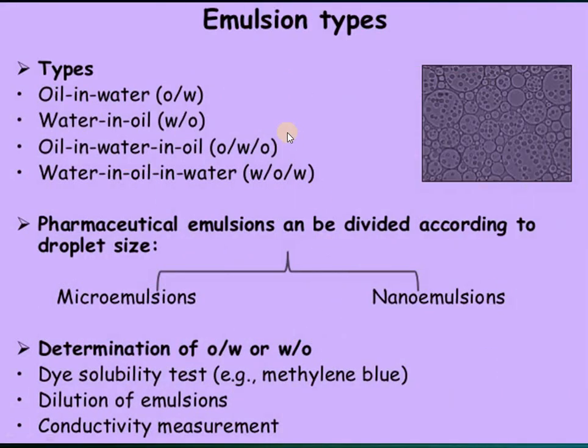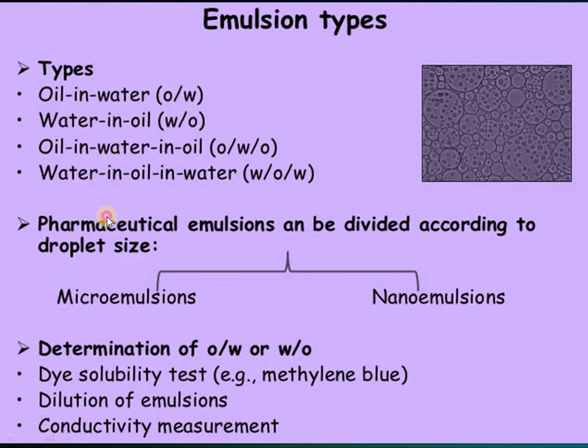So emulsions are of the following types: water in oil, oil in water, then oil in water in oil and water in oil in water. These two emulsions are extraordinary. Basically we deal with only two emulsions mainly, that is oil in water and water in oil emulsion.